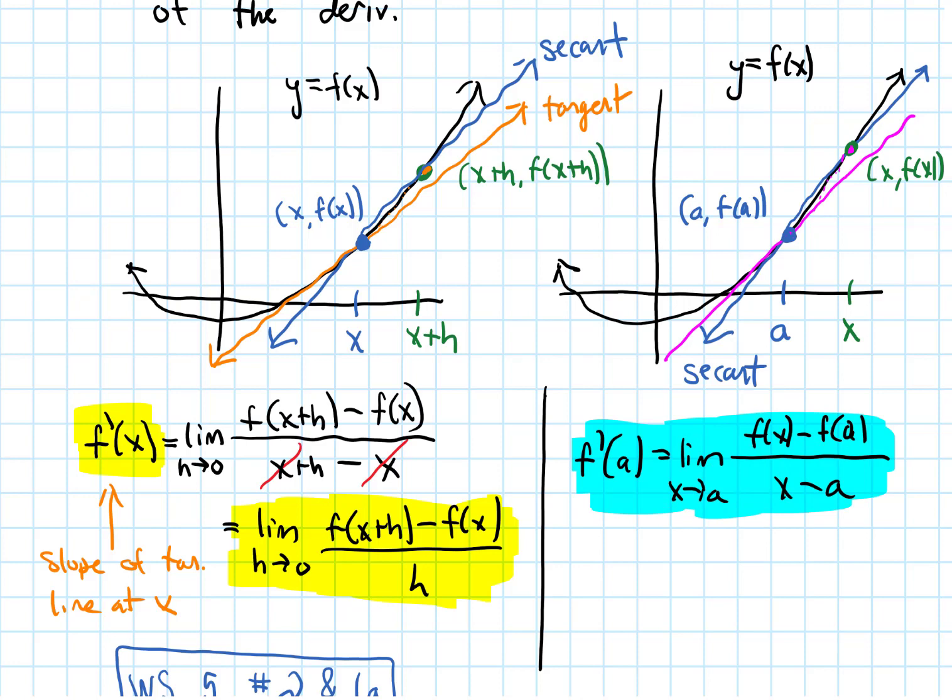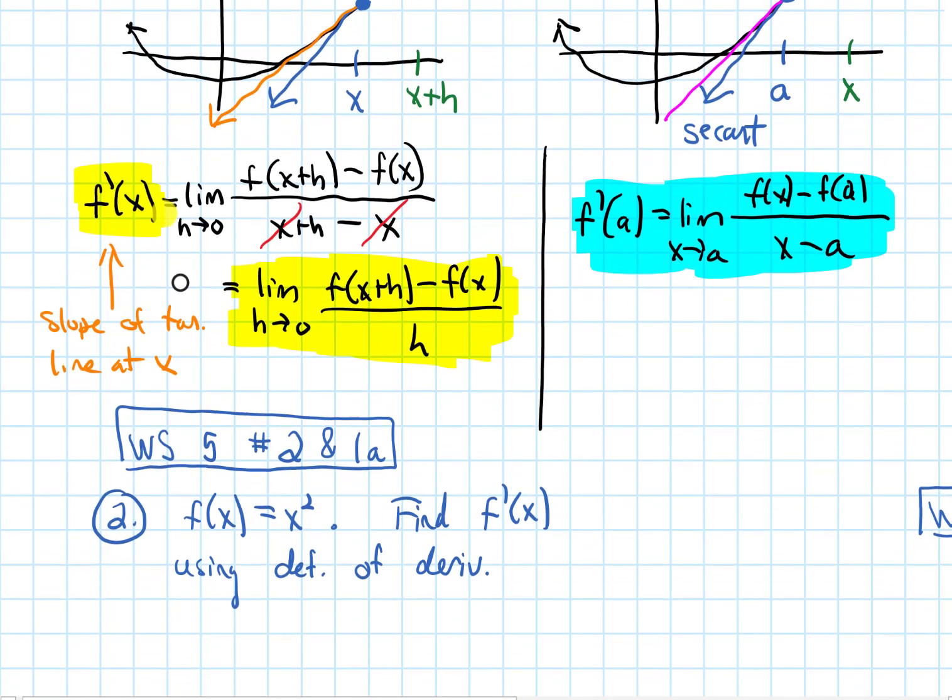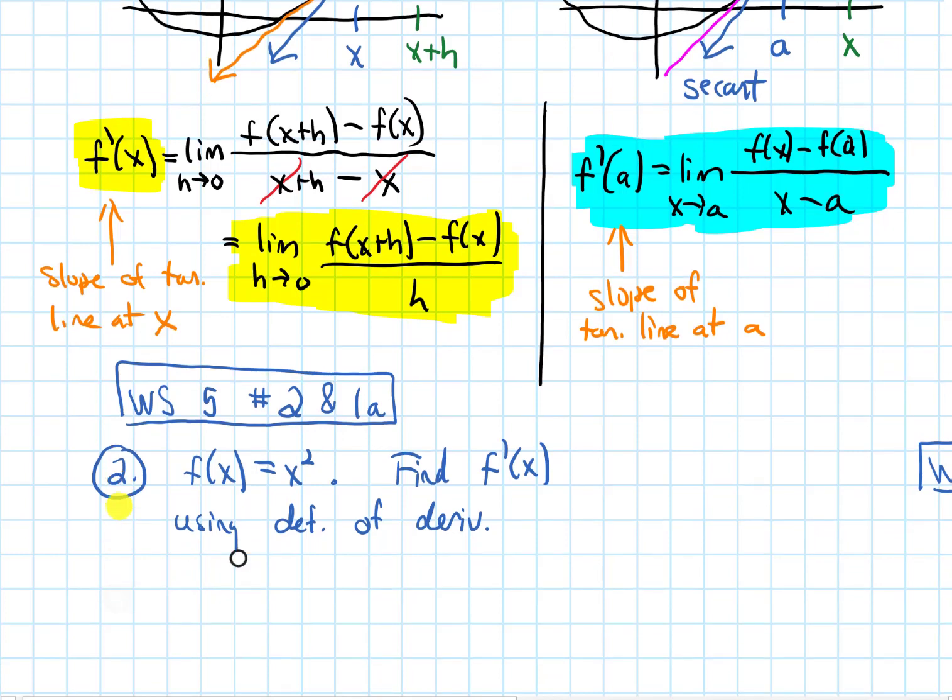All right, and that is another form for the definition of the derivative. So next, let's look at an example where we use these definitions of a derivative. But first, let me say that this second form represents the slope of the tangent line at a, when the x-coordinate is a.